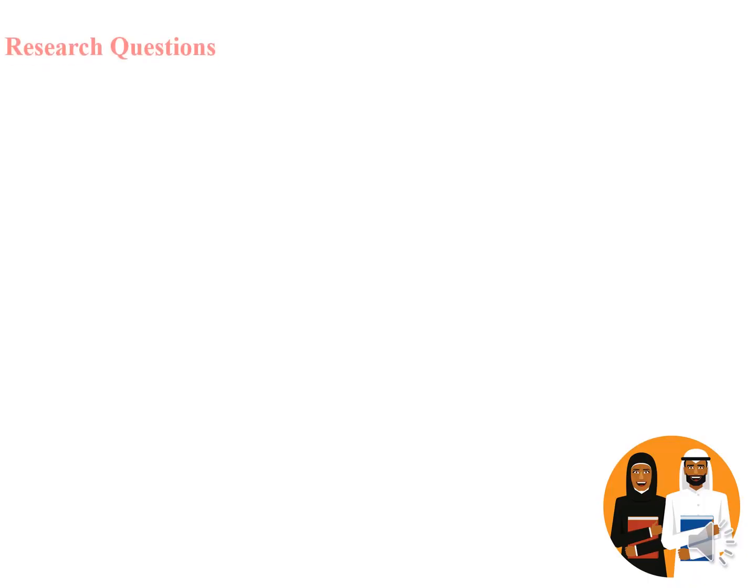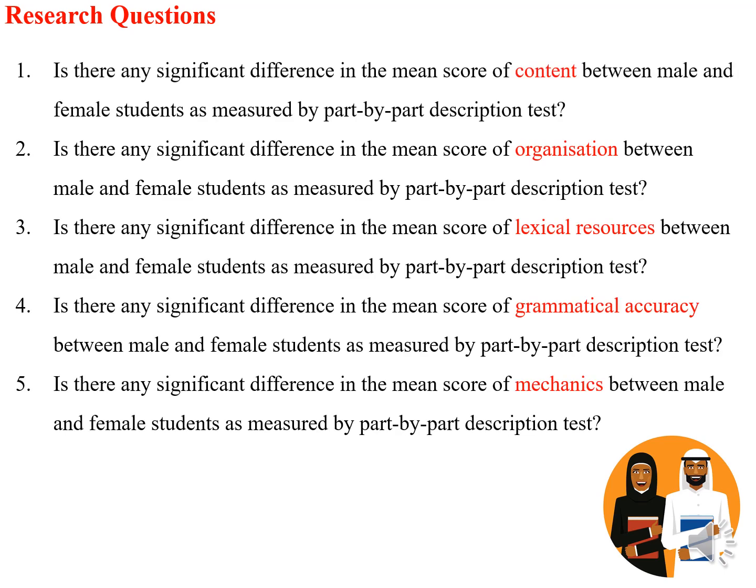Here you can see 5 questions for this study. The first one: is there any significant difference in the mean score of content between male and female students as measured by part description test? So the first one is investigating content, second one organization, third one lexical resources, fourth one grammatical accuracy, and the last one is mechanics.